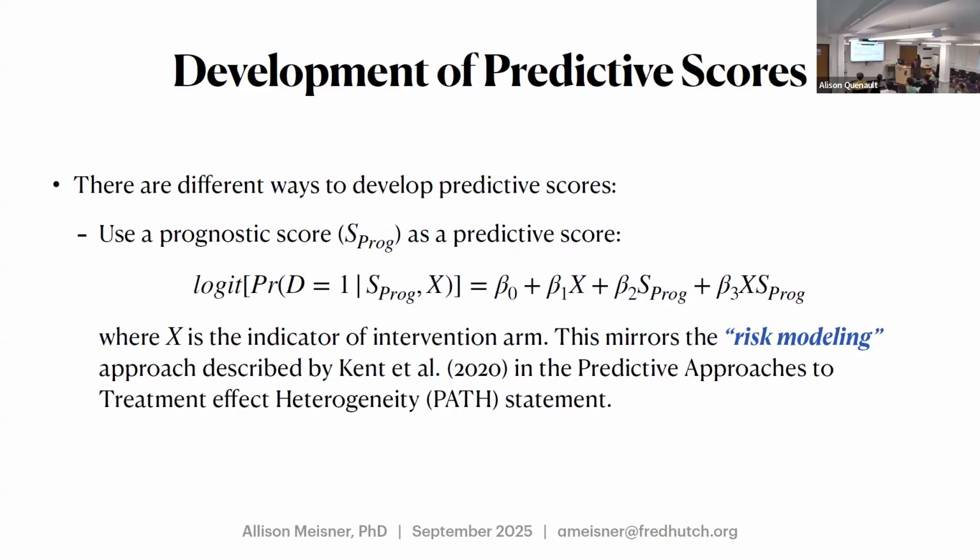For predictive scores, what a lot of people do is just use a prognostic score as a predictive score. So they might just take the prognostic score S prog, plug it into a model where you have the main effect of your intervention X, the main effect of the prognostic score, and then their interaction. This is what's called the risk modeling approach, described in this PATH statement that came out a few years ago, predictive approaches to treatment effect heterogeneity. And so this is a very common approach.